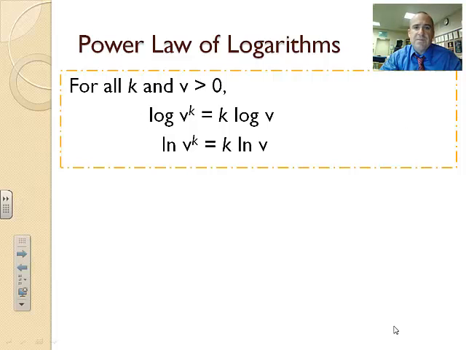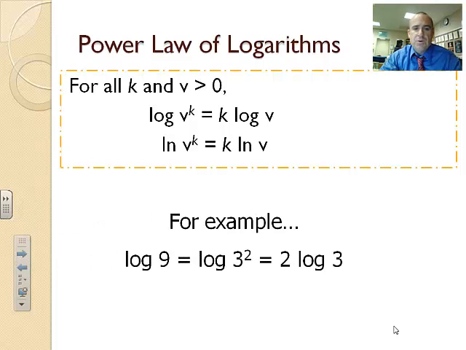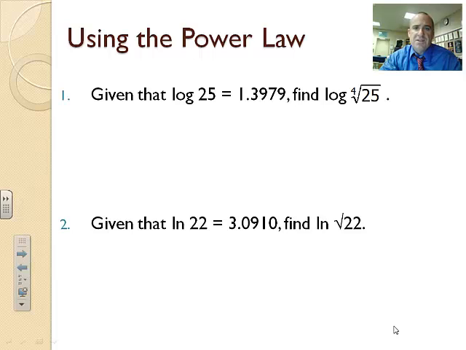That brings us then to the power law. When you have a power, log of v raised to the k, remember that the k gets moved in front. So you just swing it around and you put it in front. And once again, the natural log behaves the same as the common log. So for example, if we have the log of 3 squared, the 2 comes in front and we get 2 log 3, using the power law.